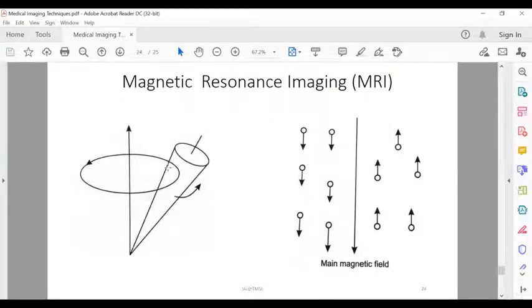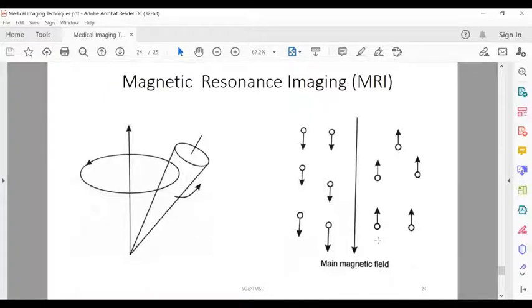When the patient is placed in a strong magnetic field, the magnetic moments of protons align with or against the field lines of the magnet, as you can see in the right-hand side picture. A small excess of magnetic moments of protons align with the field, so that a net magnetic vector is created.